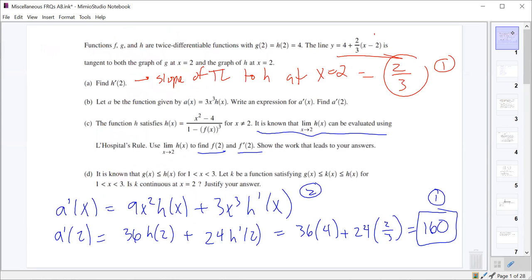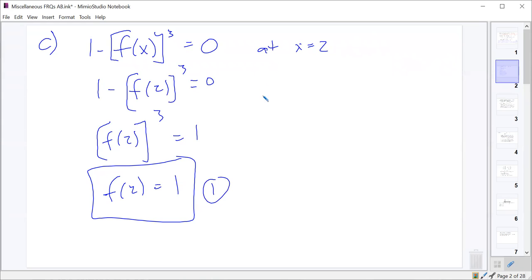Then, let's see, what else does it ask us to find? f prime of 2. So we know a couple things. One, that we need to use L'Hopital's rule to evaluate this. So using L'Hopital's rule, you'll write it all the way out, we're going to have the limit as x approaches 2 of the derivative of the numerator, which is just 2x, and the derivative of the denominator, where the 1 goes away.